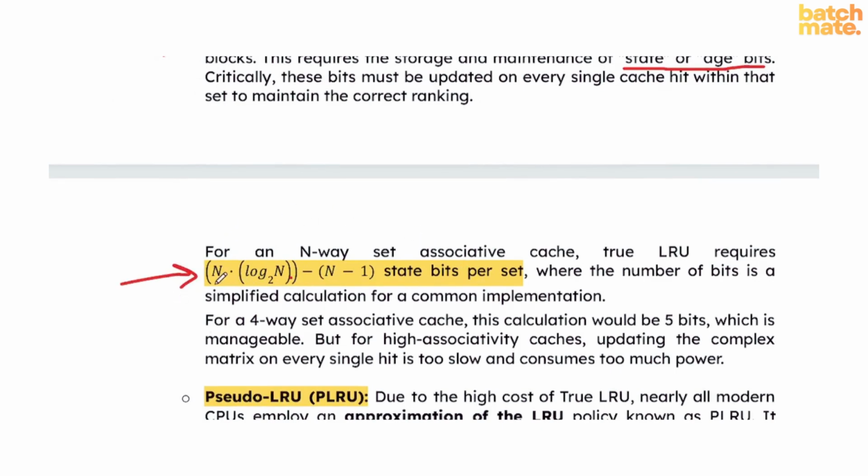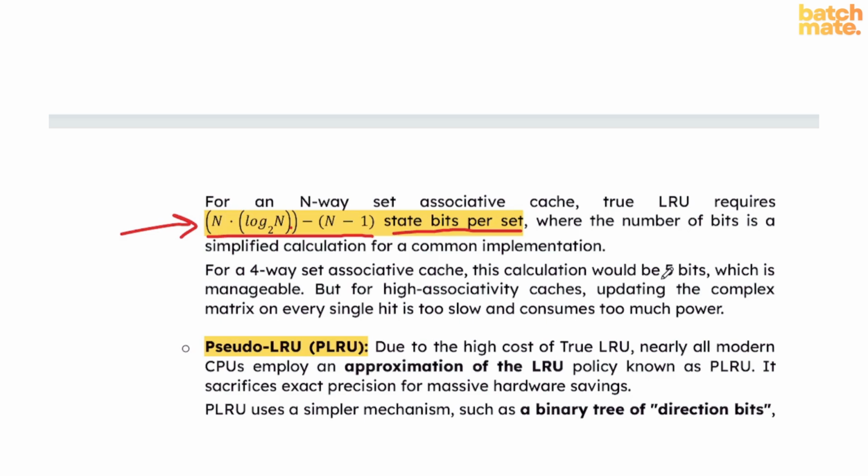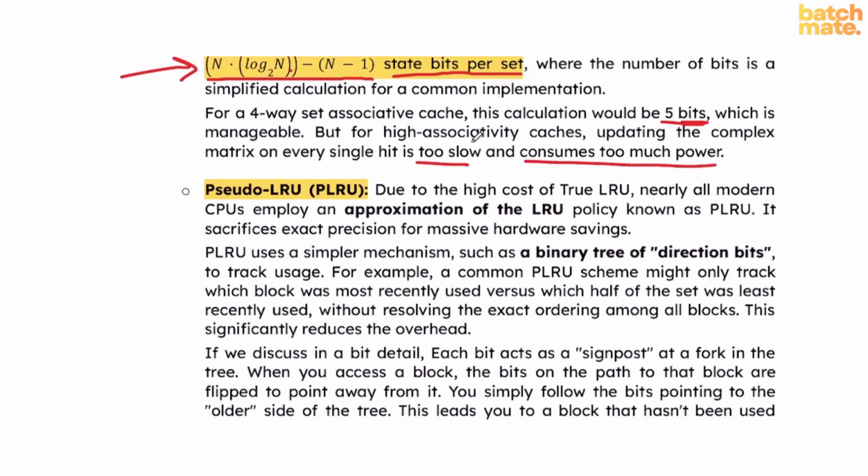For an n-way set associative cache, true LRU requires n times log base 2 of n minus the quantity n minus 1 state bits per set. Now, for a 4-way set associative cache, this calculation would be 5 bits, which is manageable. But for high associativity caches, like 16 ways, updating the complex matrix on every single hit is too slow and consumes too much power. So, what do modern CPUs like Intel or AMD actually do?